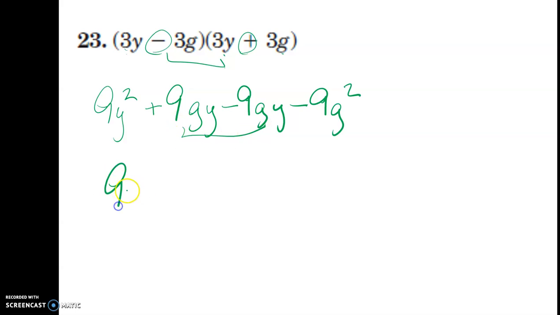Simplifying, we have 9y squared. These two cancel each other out because of the opposites. Having identical binomials with opposites, then my inner and outer terms are actually going to cancel themselves out. This later we will look at as being the idea of the difference of two perfect squares when we get into the next chapter.